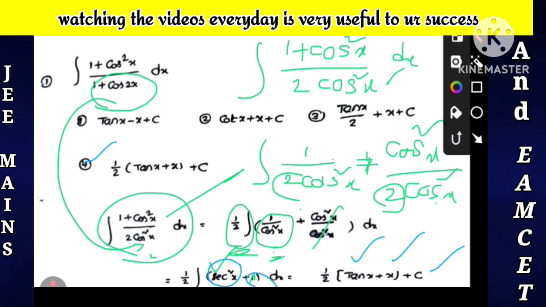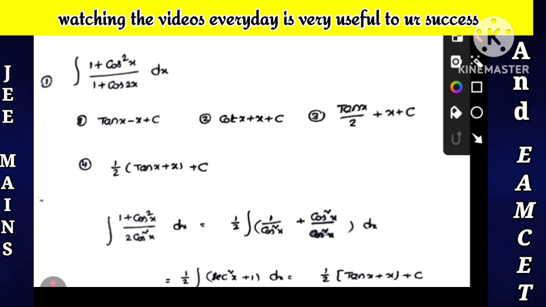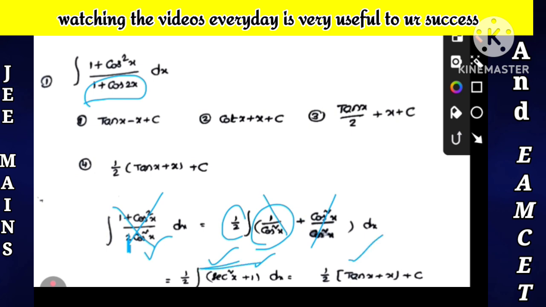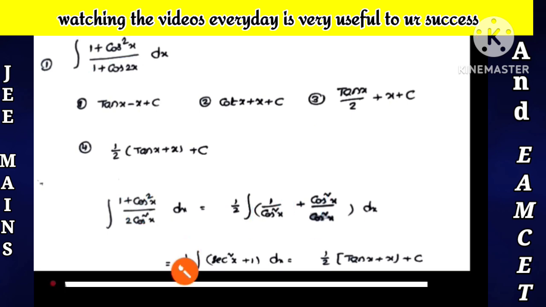See the question here. First I am taking 1 plus cos 2x equal to 2 cos square x. Now taking 1 by 2 common before the integration and separate the denominator like that: 1 by cos square x plus cos square x by cos square x. But 1 by cos square x is equal to secant square x and cos square x by cos square x is equal to 1. In the next step, take the integrations. The integral of secant square x is equal to tan x and integral 1 dx is equal to x. That's all. This is the answer. Do you all understand? Okay.